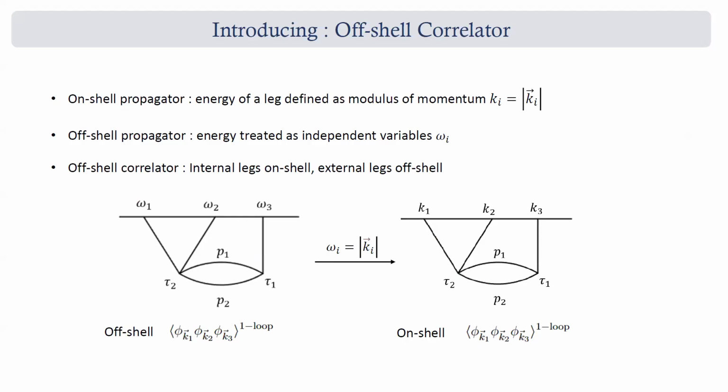Now, since you don't have time translation invariance, you don't have a natural quantity called energy that is conserved. It's a matter of definition of what you want to call energy. The very natural definition is you call the modulus of the momentum of each leg the energy. Instead, you can treat it as an independent variable, and that gives you the off-shell propagator. An off-shell correlator is just when the internal legs are on-shell, so you relate the energies to the modulus of the momentum, but the external legs are off-shell. And the way you go from this off-shell correlator to the on-shell correlator is just you impose the external legs to be on-shell.